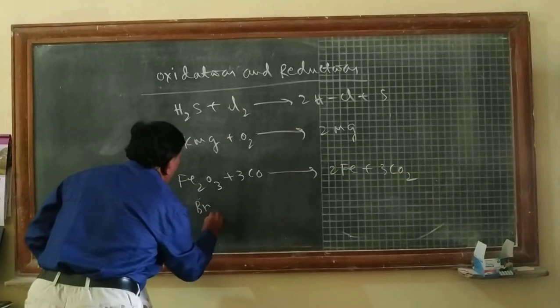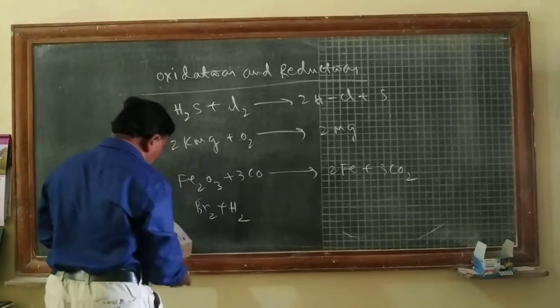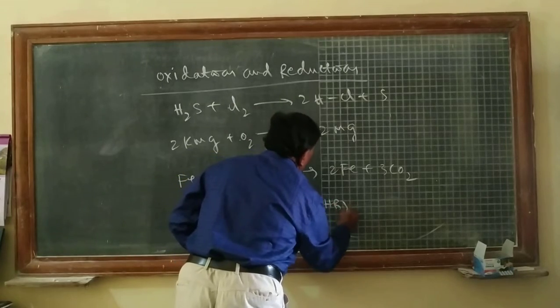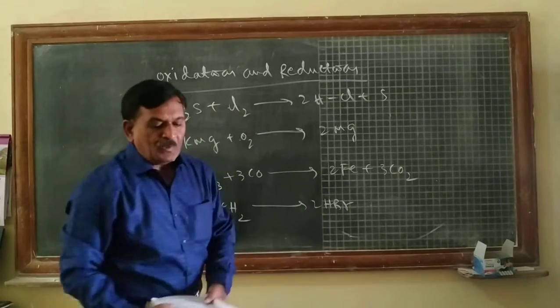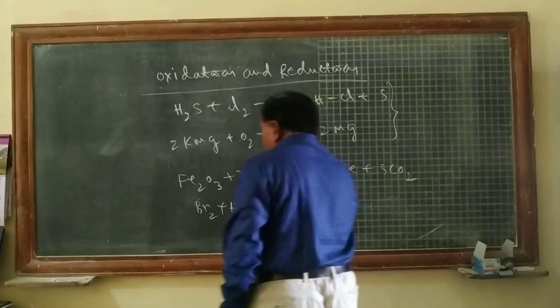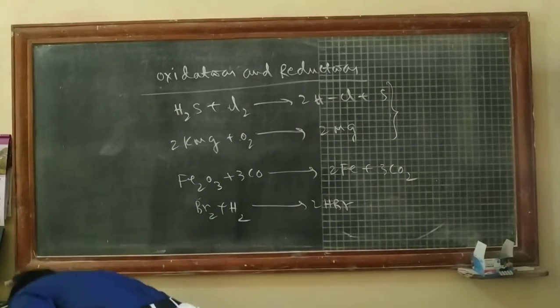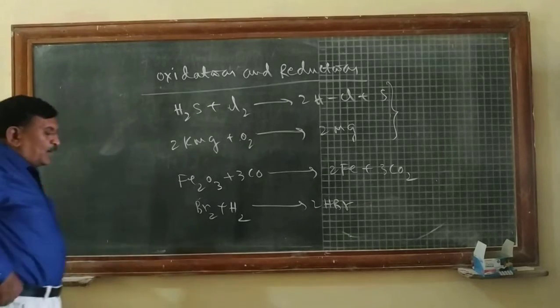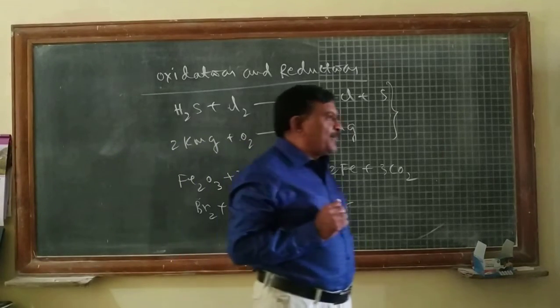And at the same time, Br2 plus H2 gives rise to 2HBr. So the first two reactions undergo oxidation, and the second two reactions undergo reduction. So they are called oxidation and reduction processes.